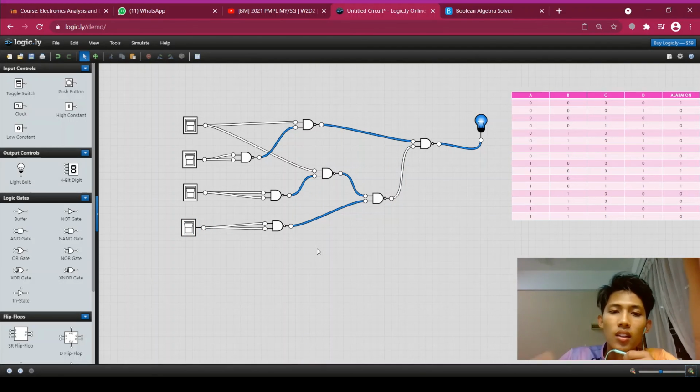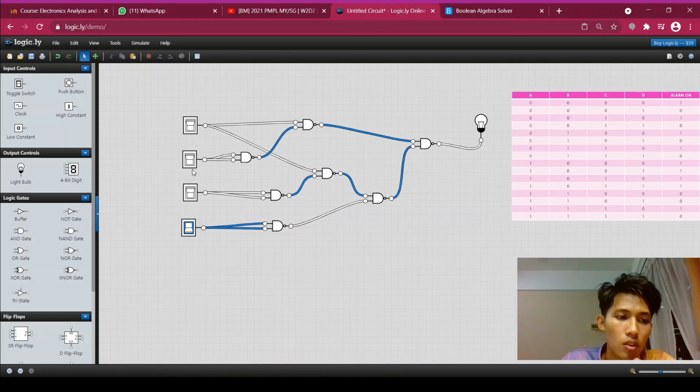So we can see here all the inputs A, B, C, D are 0 0 0 0, and the output is 1. So the first condition is correct. The second one is 0 0 0 1, which means A0, B0, C0 and D1. Here the bulb is not lit, so it shows off, which means that the output is 0. So the result is the same as in the truth table.